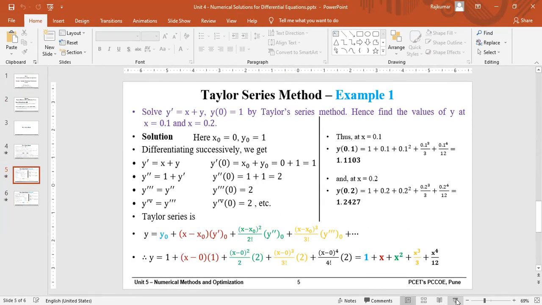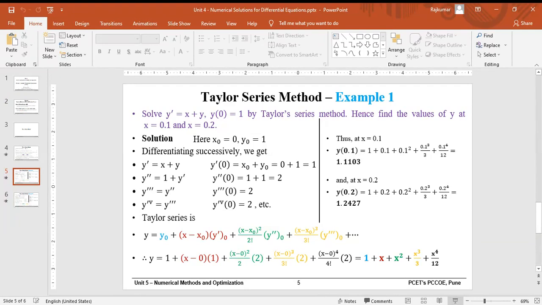Once again, I will briefly repeat this example and then we will go to the next example, because understanding of this equation is very important and you can quickly understand it. Here in the question, dy by dx is given to you, that is y dash equal to x plus y. X naught and y naught are given as initial values, and your question is to find the value of y when x is 0.1 and 0.2.